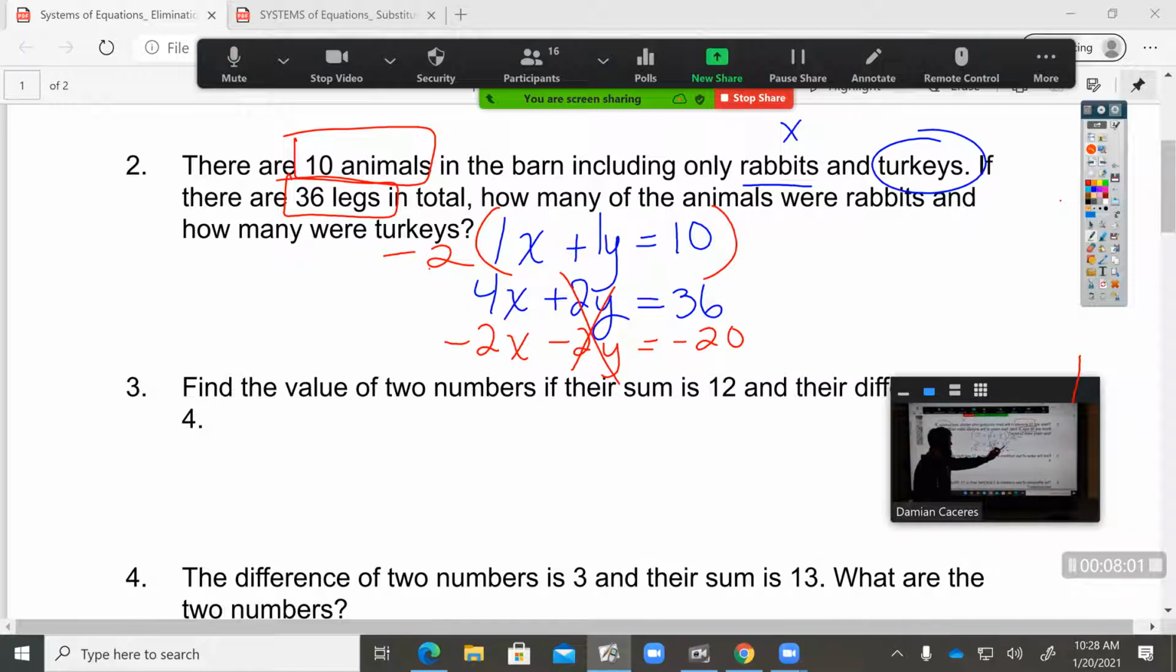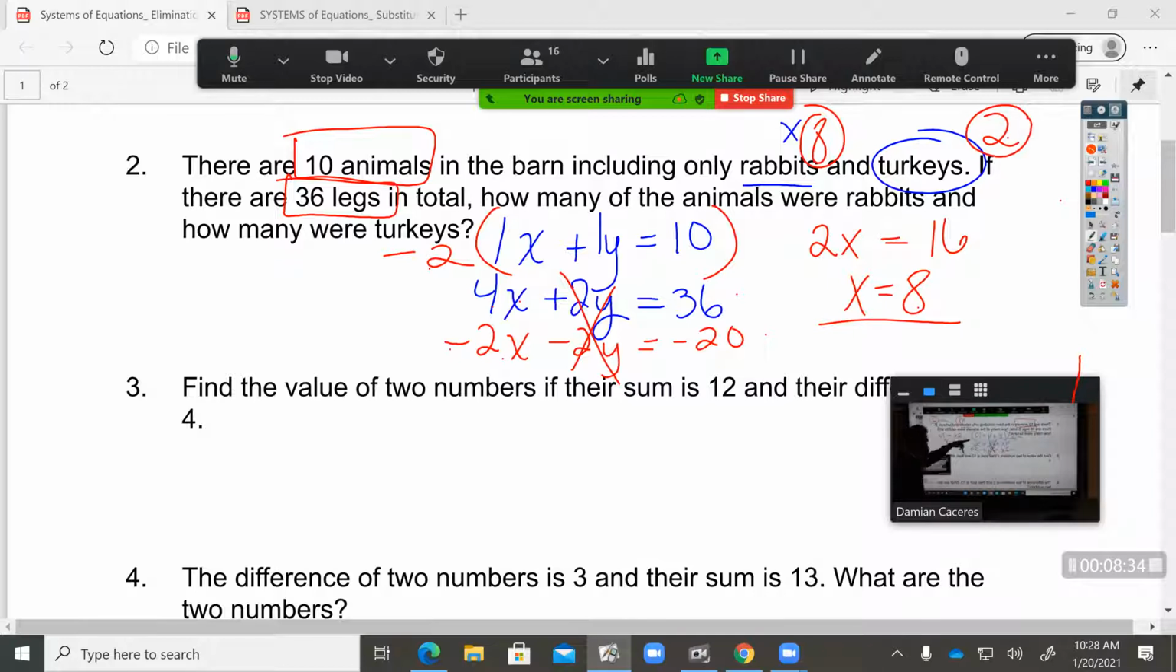Now we put together the other two pieces. 4x minus 2x equals 2x. And 36 minus 20 is 16. Now we divide both sides by the coefficient and get x equals 8. So we know there are 8 rabbits. Now let's do the turkey amount in our heads. If there's 10 total animals and 8 of them are rabbits, how many are turkeys? 2. Because total is 10 animals. So now we have the amount of animals in the barn.